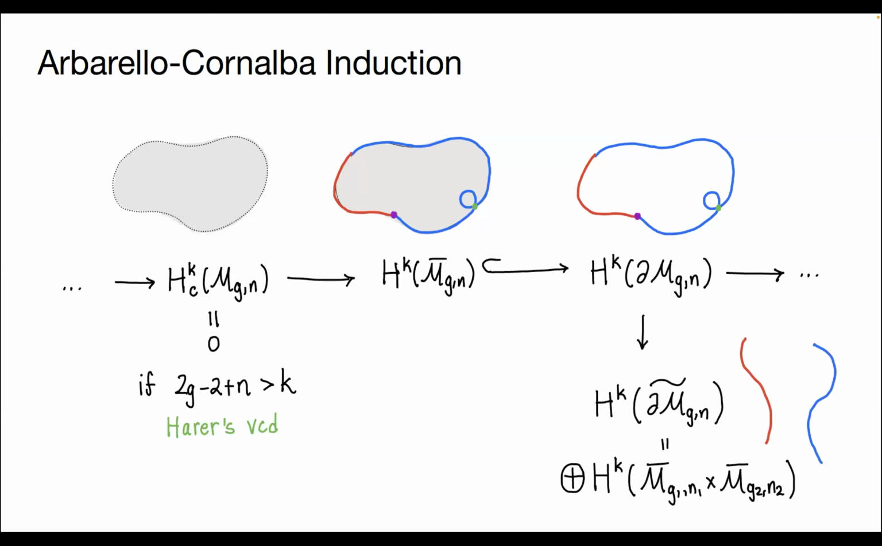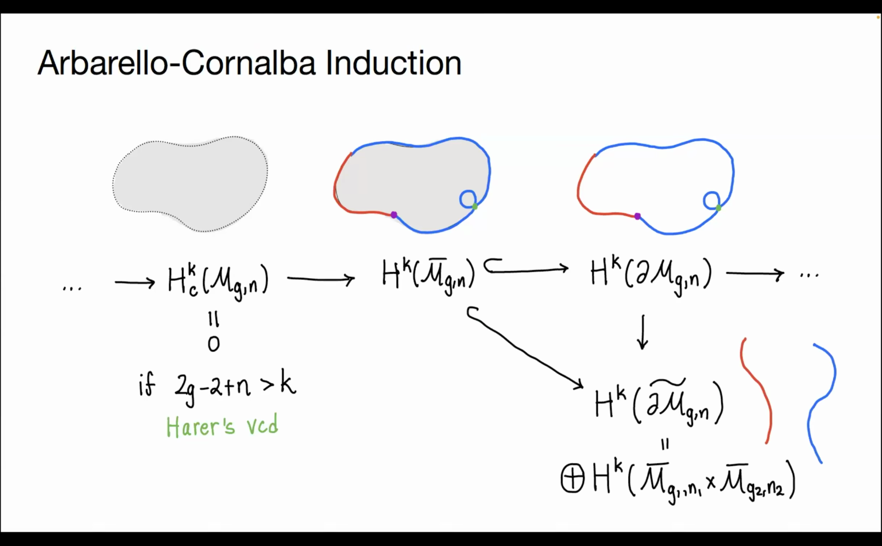Now, Arbarello and Cornalba's insight is that we should try pulling back not just to the boundary, but to the normalization of the boundary. And this is good because the normalization of the boundary is a disjoint union of these products of smaller moduli spaces. And they proved that when 2g minus 2 plus n is greater than k, the composition with this pullback all the way to the normalization is injective.